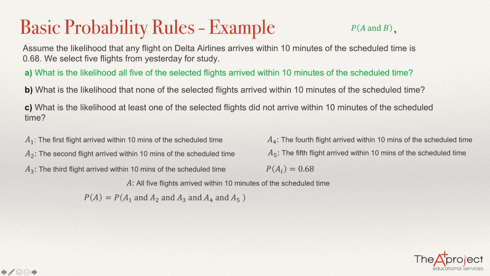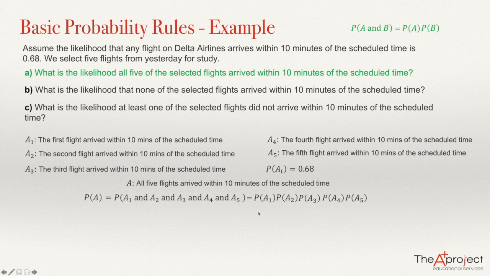Probability of A and B will be the probability of A times the probability of B. So in this case, the probability of A1 and A2 and A3 and A4 and A5 will be the product of all these probabilities. It will be the probability of A1 times the probability of A2 times the probability of A3 times the probability of A4 times the probability of A5.